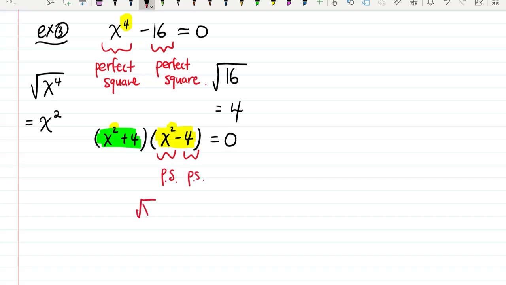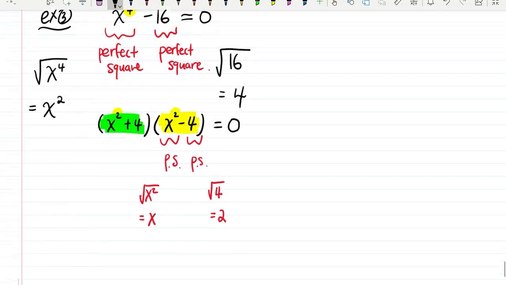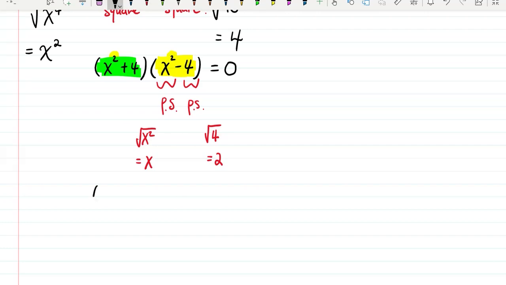So if you take the square root of x squared, that is equal to x. Take the square root of 4, that is equal to 2. So that means we can do one more factoring. Keep the first set of brackets the same, because that's a part of the equation. And the next one will be factored out as x plus 2 and x minus 2 is equal to 0.